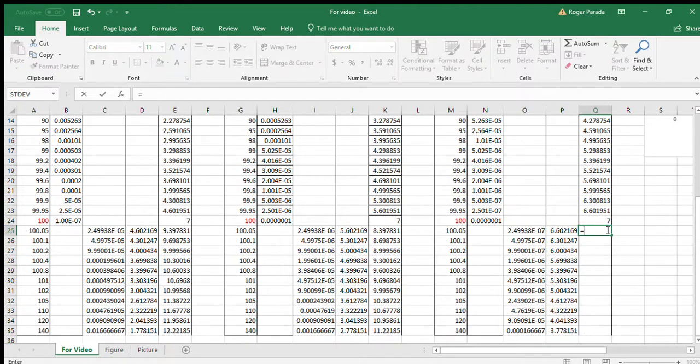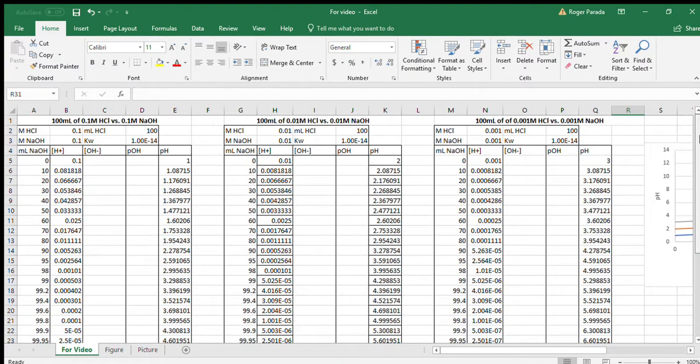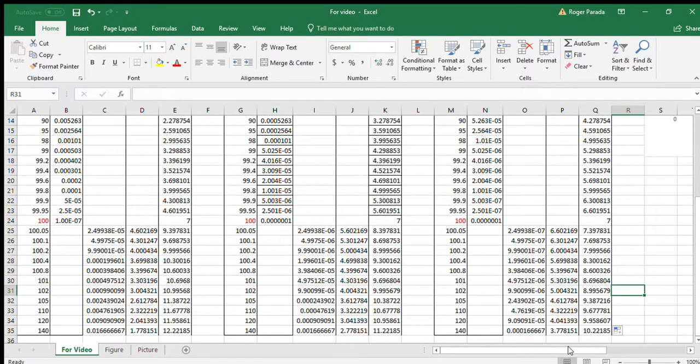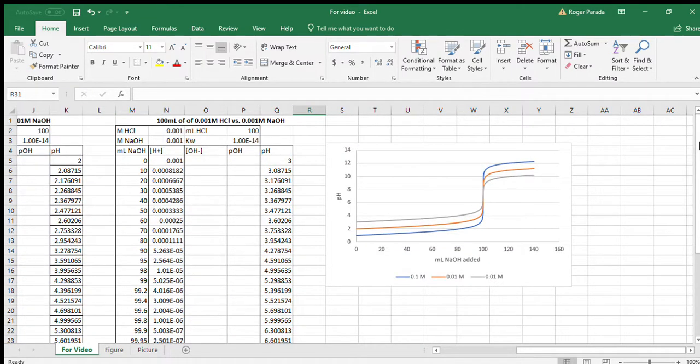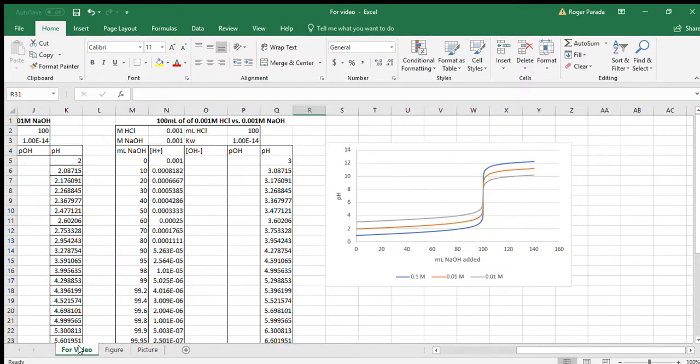And we are just about done. And there you are. So as you can see, as we dilute the concentration of both acid and base, our starting pH is higher. The pH we end up with gets lower as we dilute the concentration. And we can see that on our graph. Here's one I made earlier, and it looks very much the same.